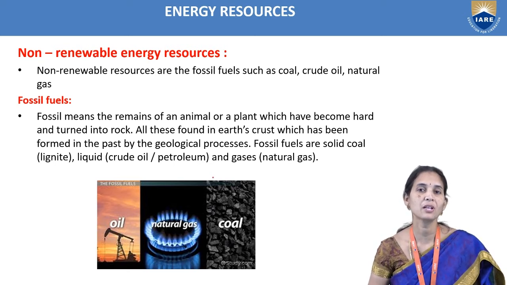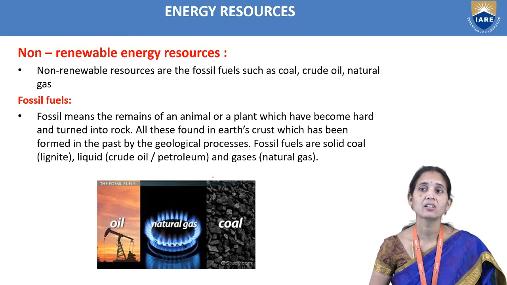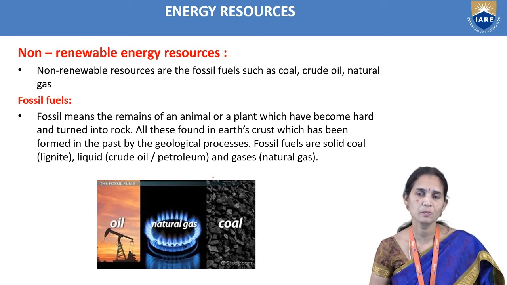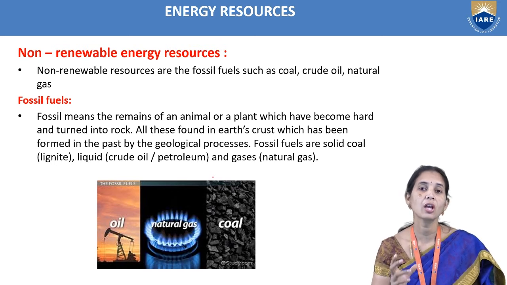Fossil means the remains of animals or plants which have become hard and turned into rock. By the decay of the animals or plants, the remains will be converting into a rock formation, so it is called solids or semi-solids. Why is it called fossil? Because it is formed by the remains of animals and plants. So it is called fossil fuels.